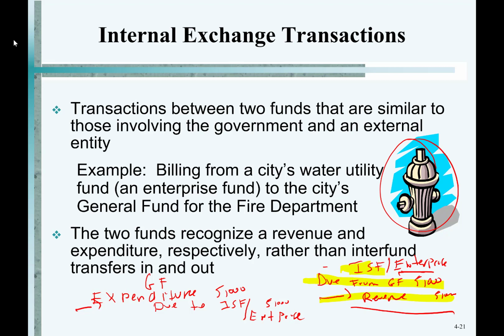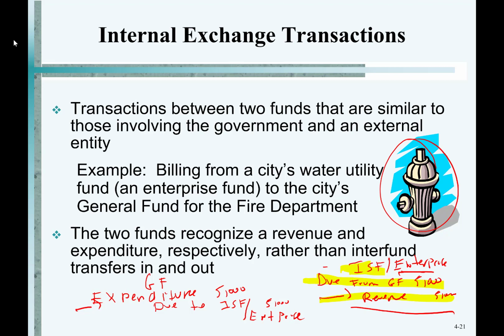In the internal service fund, they'll do what? They'll debit, and here's another new term, due from. So when one fund is going to receive money from the other fund, we call that due from. When one fund owes another fund, we call that due to. Due to, due from, right? Okay? Okay, good. So what happens? In the internal service fund now, they'll debit due from the general fund. They'll credit revenue because they provided a service, won't they?